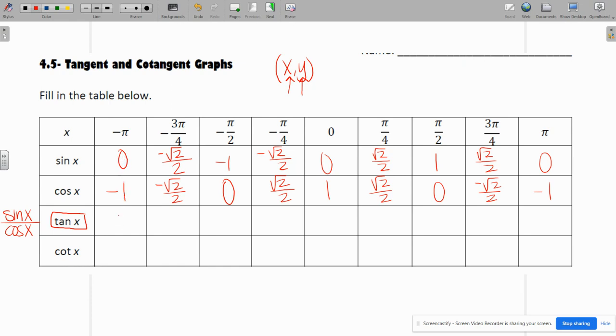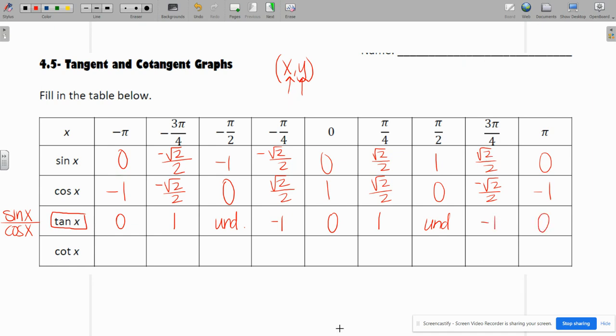So 0 over negative 1 is 0. Negative root 2 over 2 over negative root 2 over 2 is a positive 1. Negative 1 divided by 0 is undefined. Negative root 2 over 2 over positive root 2 over 2 is negative 1. We have 0, 1, undefined, negative 1, and 0.